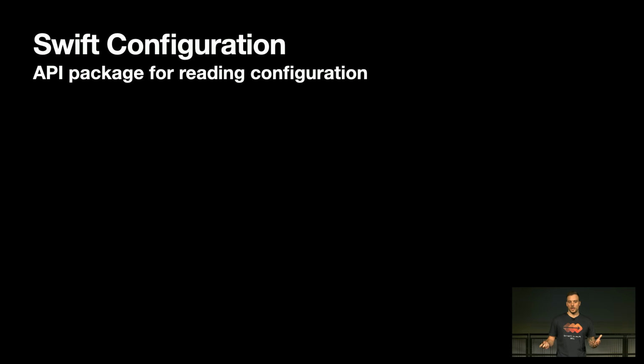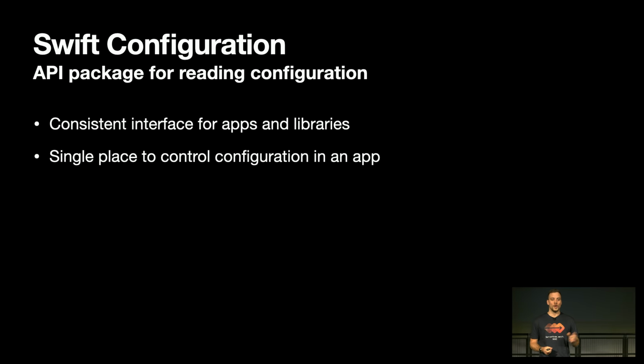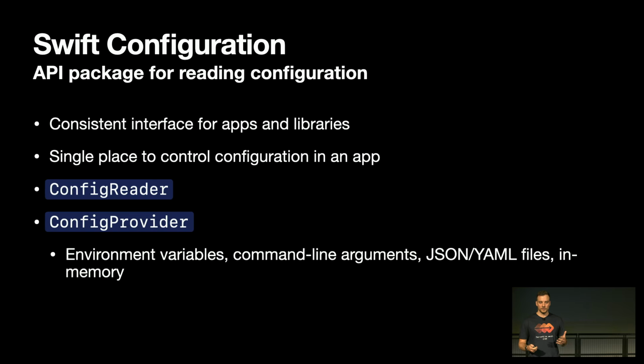Swift configuration is a new API package for reading configuration. It allows both libraries and applications to use a consistent interface, and for operators to control where their configuration comes from in a single place in their app. It achieves this with two components: a configuration reader, a concrete type that has methods to read a configuration value for a given key, and a configuration provider, a protocol that's implemented by specific configuration sources. We offer several built-in configuration providers, such as environment variables, command line arguments, JSON and YAML files, and in-memory providers. But you can also implement your own custom providers to read configuration from any formats or sources that we don't support yet.